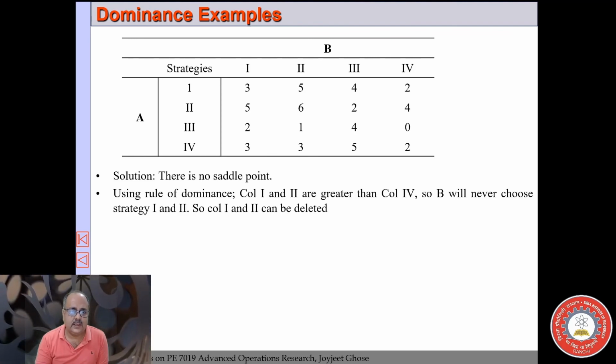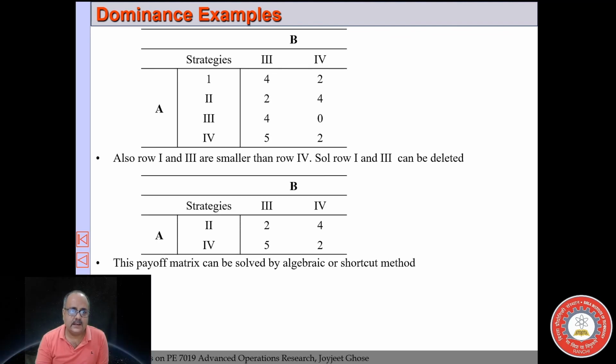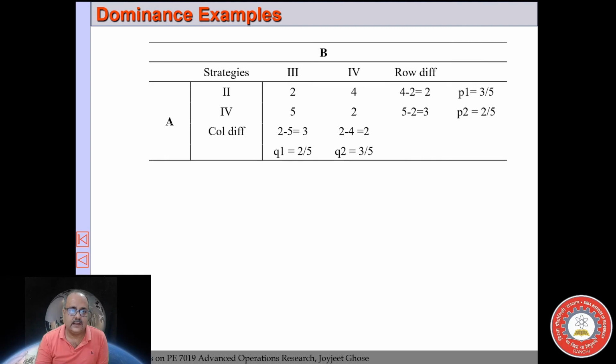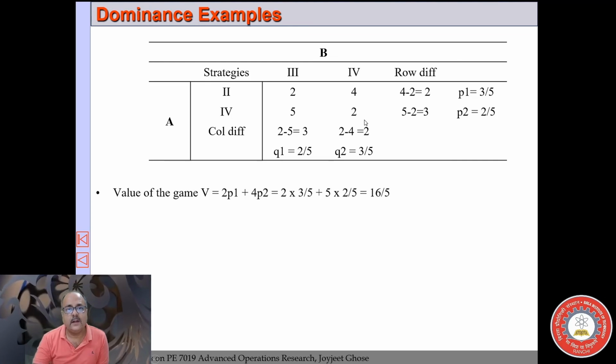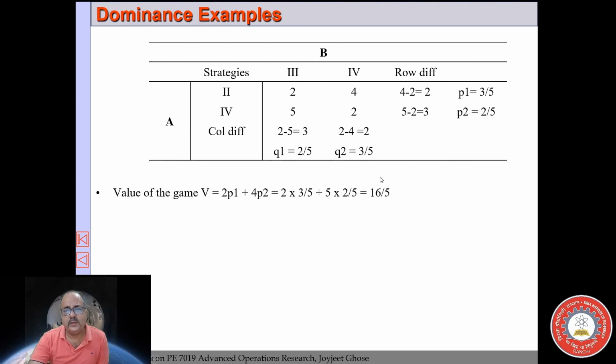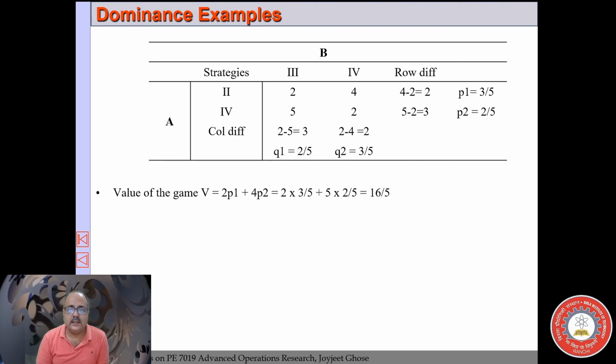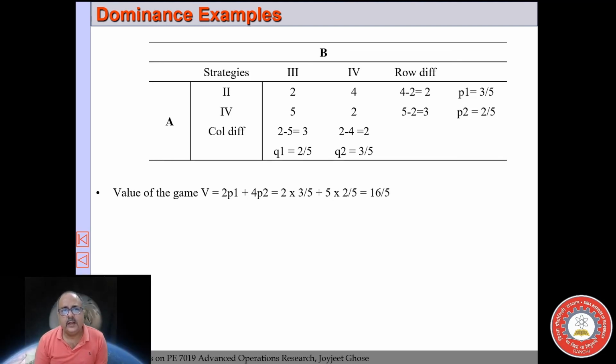So I'll give you the answer. It will be strategy 3 and strategy 4, strategy 2 and strategy 4, and the value will come to be 16 by 5. So if you have listened carefully and you have done it correctly, then you should get this value of the game. Okay, this much for this lecture.